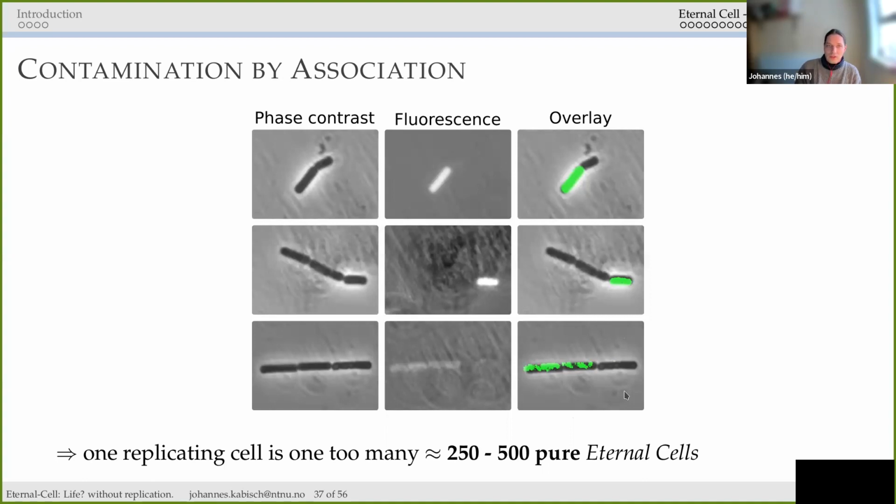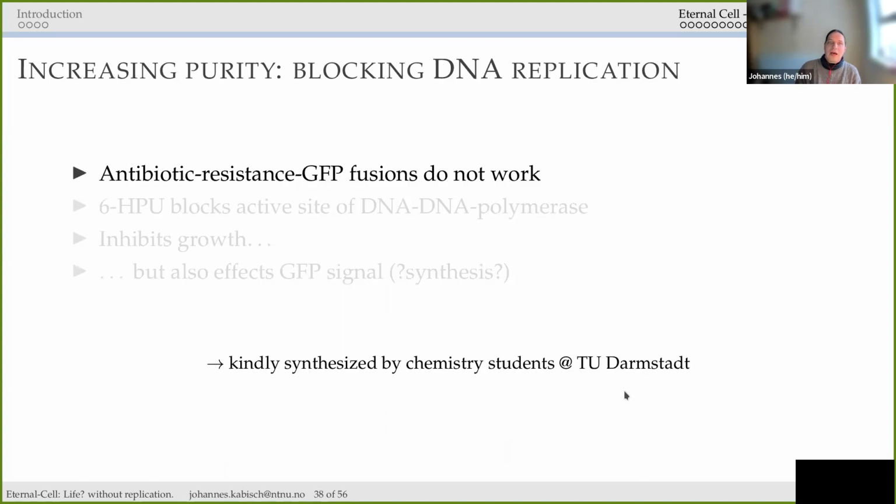We tried all sorts of things to get around this, and I will just present 2 of them. One I can already tell you did not work at all. We tried to do an antibiotic resistance and fuse it with the GFP, so that at the same time we make GFP, we also get some kind of antibiotic resistance. The cells rapidly escape that.